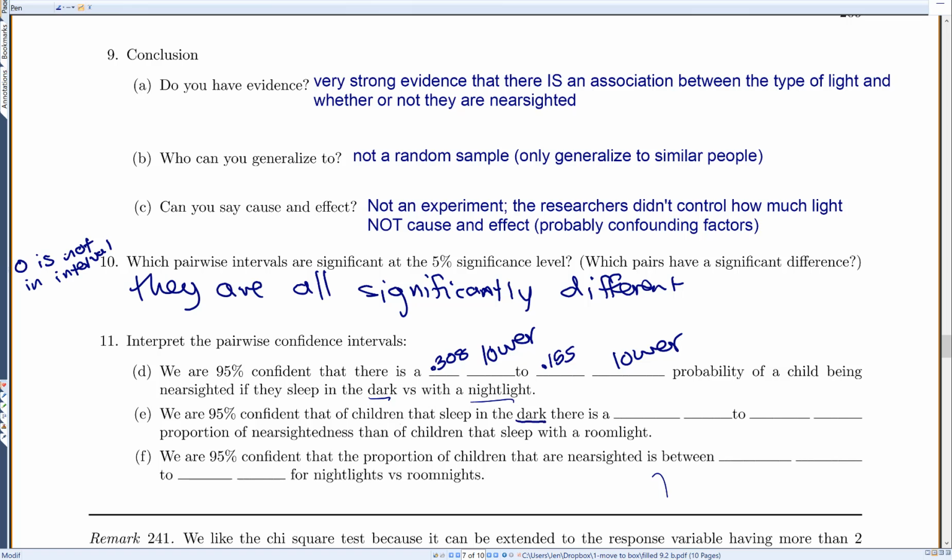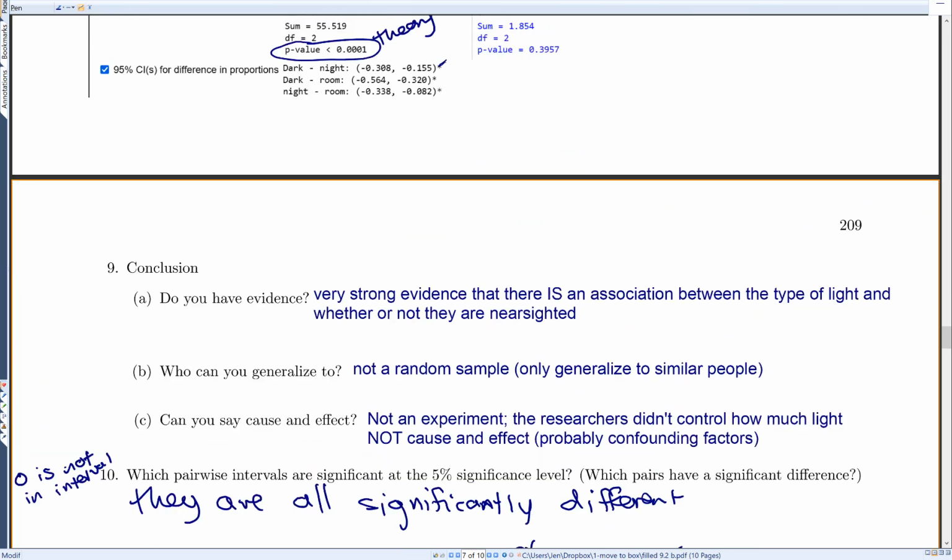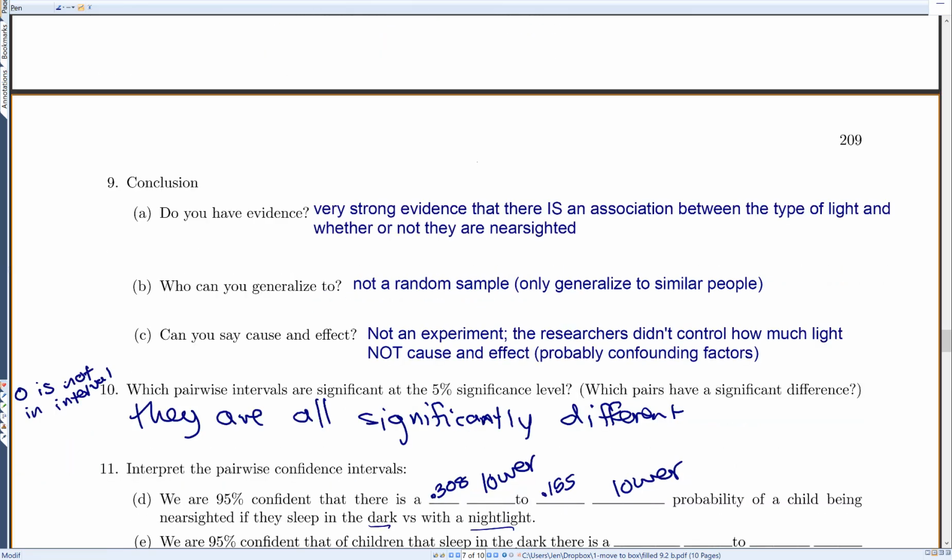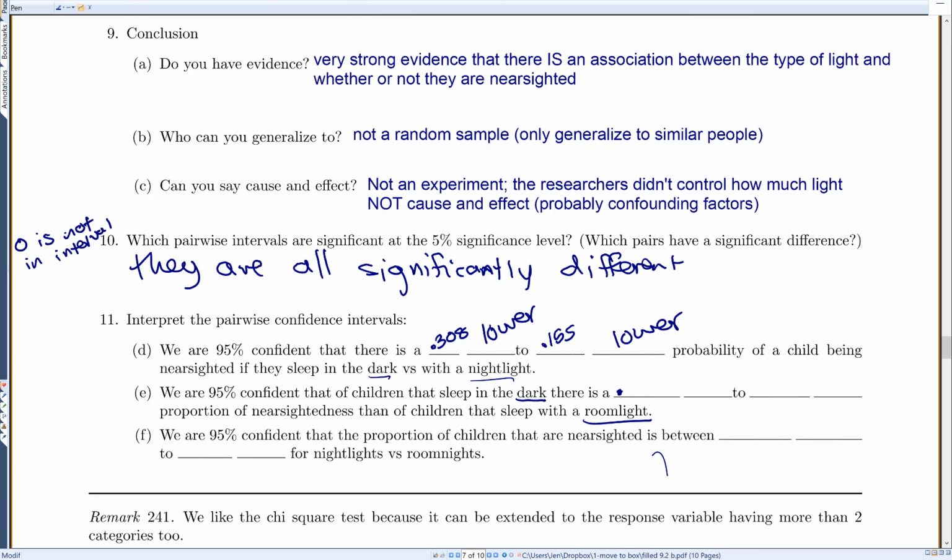The next one says we're 95% confident children that sleep in the dark have a lower proportion of nearsightedness than children that sleep with a room light. So let's go find the one that compares dark to room light. So dark to room light is 0.564 to 0.320, and it looks like it's negative. So we'll say 0.564 to 0.320 less proportion of nearsightedness than of children that sleep with a room light.